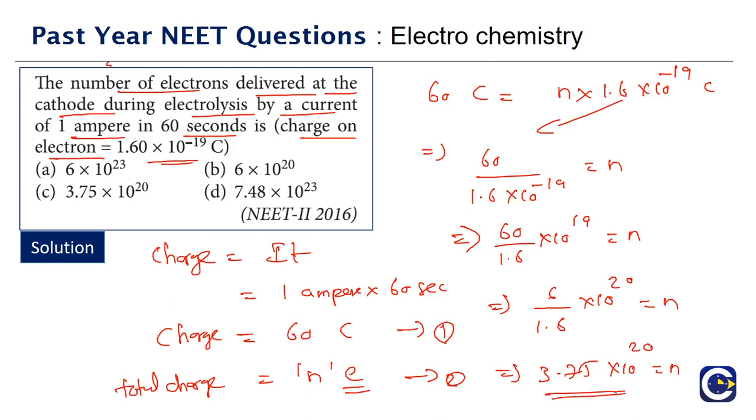So the number of electrons delivered, it's a straightforward question, will be equal to 3.75 into 10 power 20. What are we doing here? Just looking at what is the total charge coming and using the equation, total charge is equal to number of electrons into charge of each electron. That's it. From there we are getting the number of electrons.